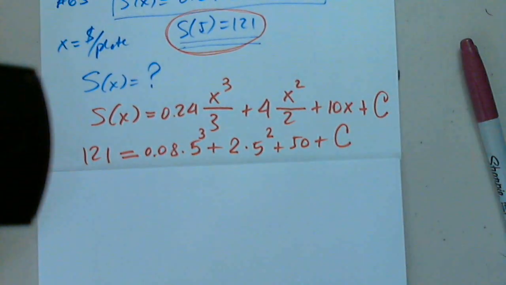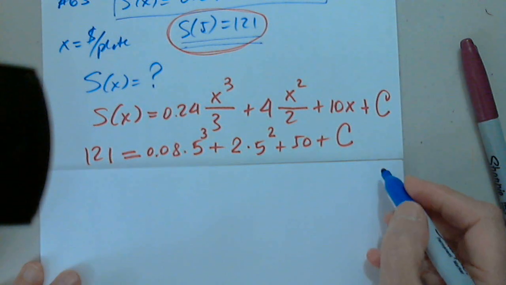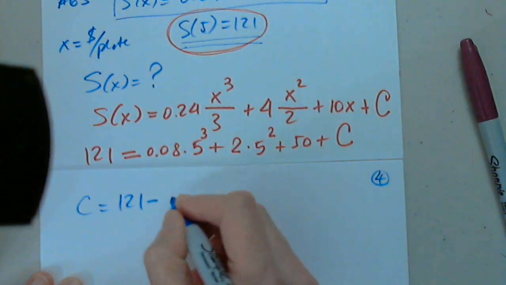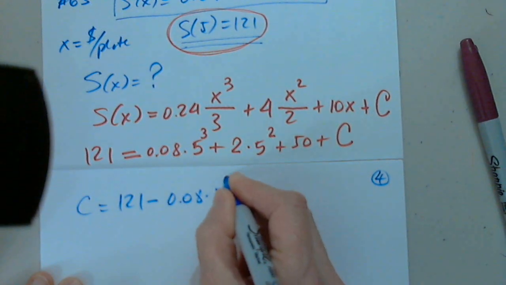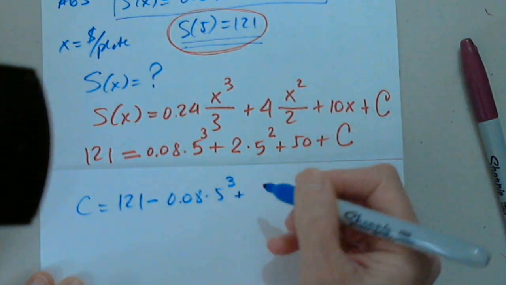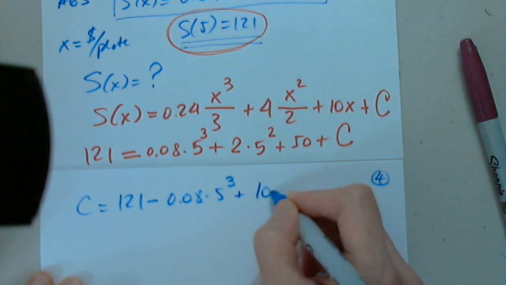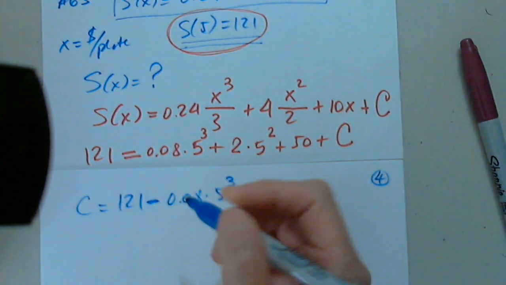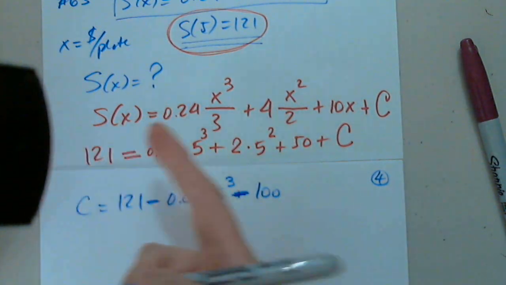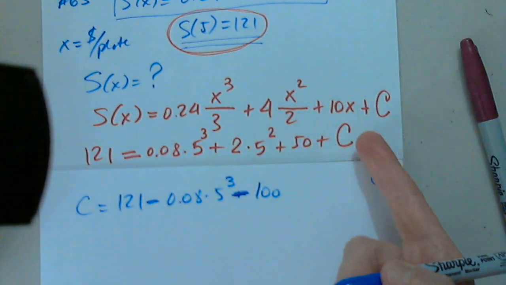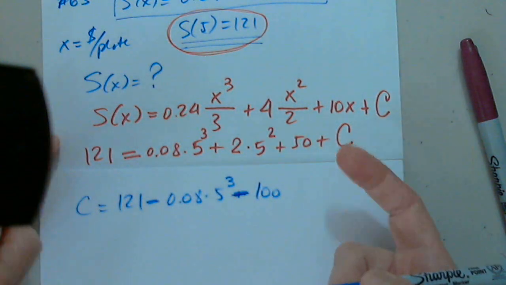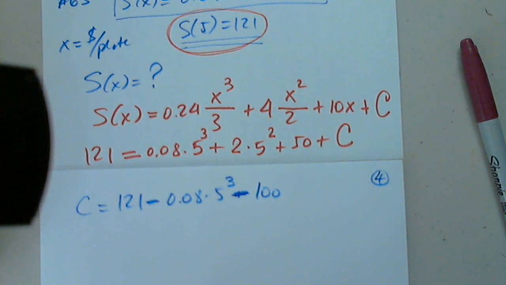So I'm going to write it, but then put everything in the graphing calculator. So c equals 121 minus 0.05 times 5 cubed plus 2 times 25, 50 plus 50, 100. Of course, everything is negative because this is moved, this is moved, this is moved, right? So 121 minus this, minus this, minus this. So now I'm going to share and go to the calculator.